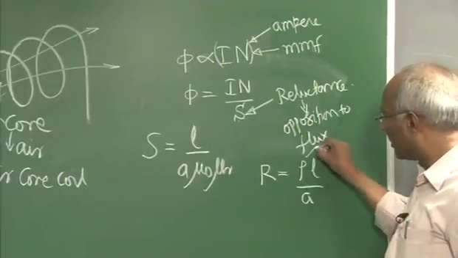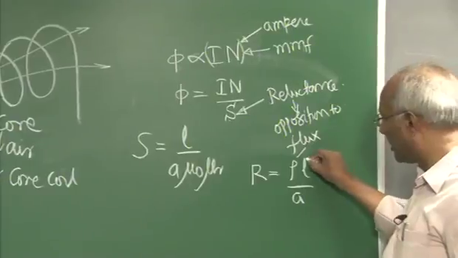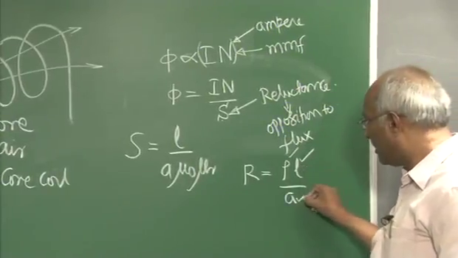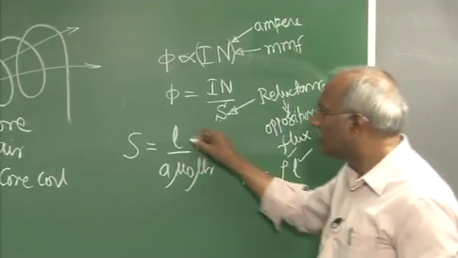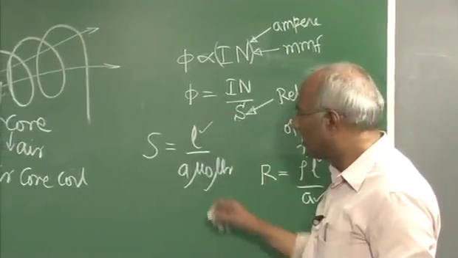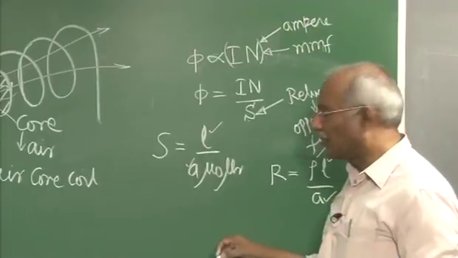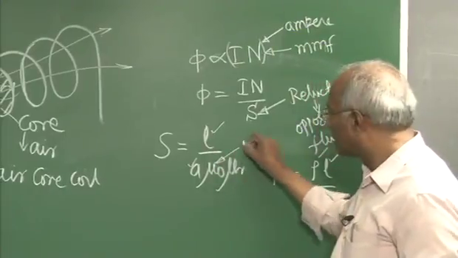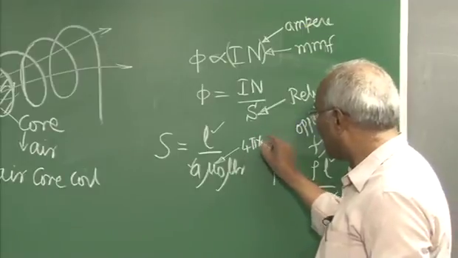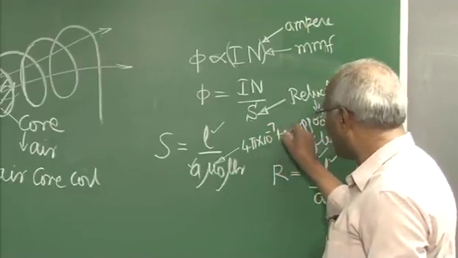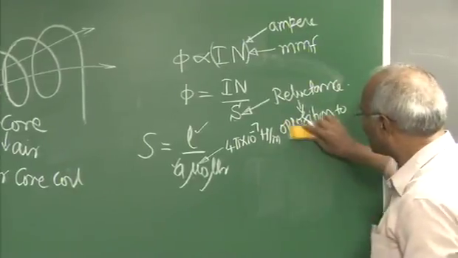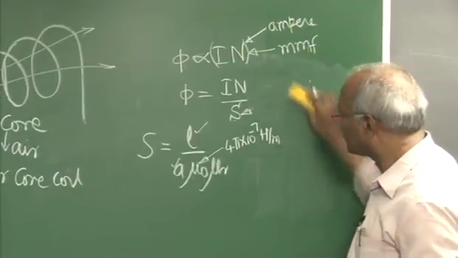Here, in the resistance case, rho is resistivity, L is the length of the conductor or length of the current path, and A is the area over which current is flowing. Here, it is the length of the flux path, A is the area over which flux is flowing, and mu naught is the free space permeability, taken as 4 pi into 10 to the power of minus 7 Henry per meter. On the other hand, mu r is the relative permeability.